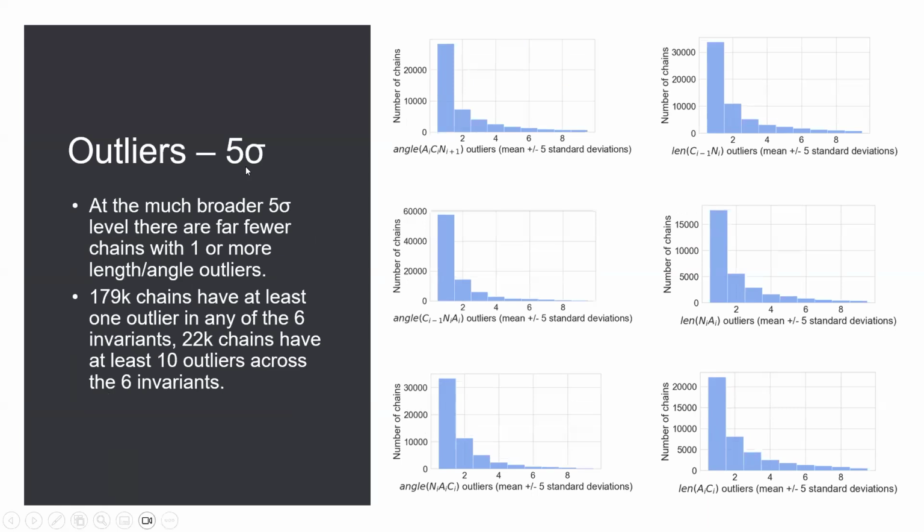We can see again, if we increase that to 5 sigma, that a lot of these counts have gone down, so it's more generally in the tens of thousands that have at least one residue with an outlier outside plus or minus 5 standard deviations. So there's 179,000 chains that have at least one, and then in this definition there's 22,000 that have at least 10 across the 6 invariants.